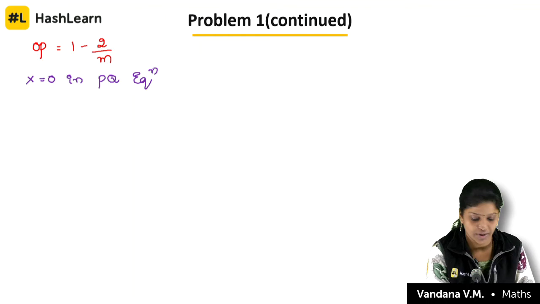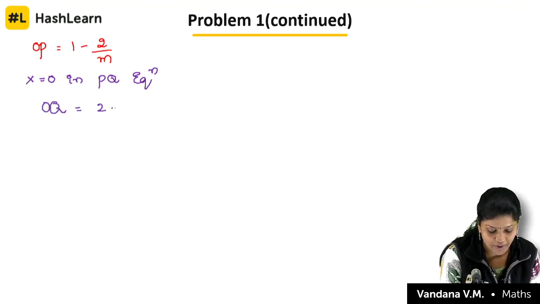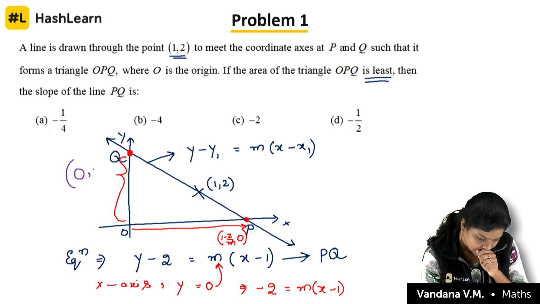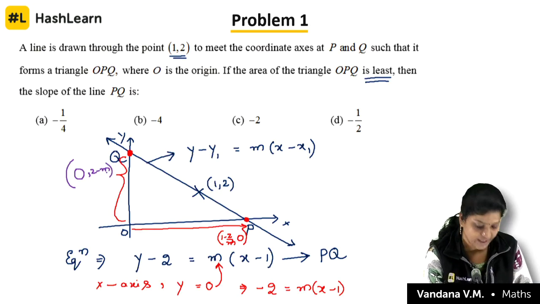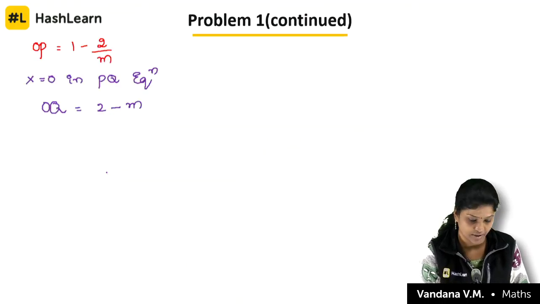If you substitute that, what will you get? OQ is equal to 2 minus m. So go back and see, 2 minus m. Now the question will convert like this.